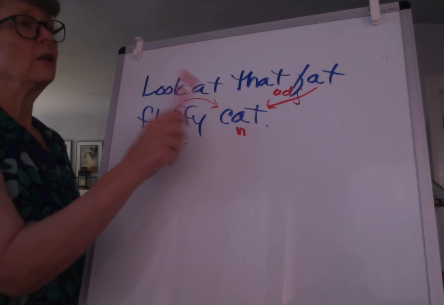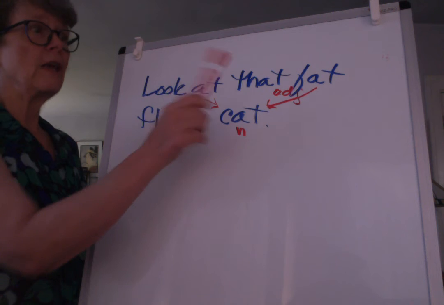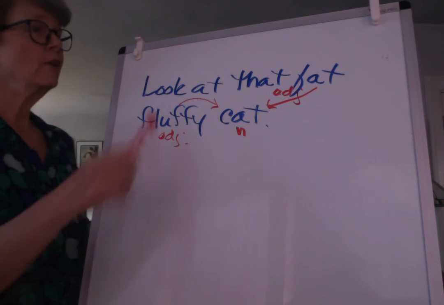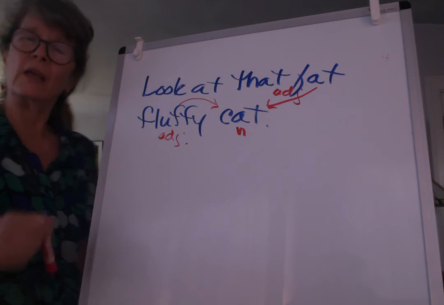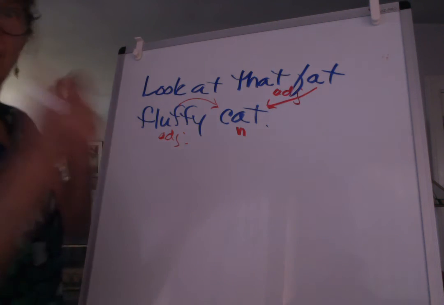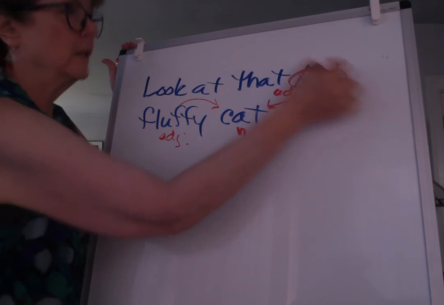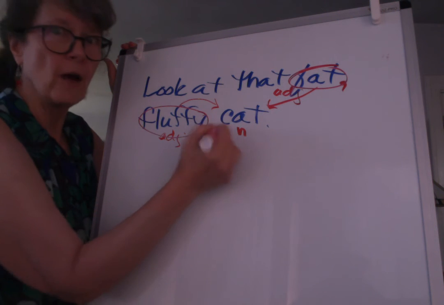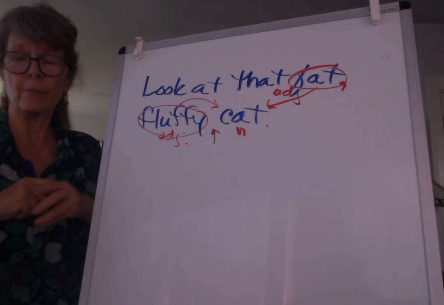So I could say, "Look at that fat, fluffy cat," or I could say, "Look at that fluffy, fat cat." Either way, I could say, "Look at that fat and fluffy cat." If I can do that, I have to put a comma in between the adjectives. Not a comma here before the noun, but in between the 2 adjectives, I have to put a comma.